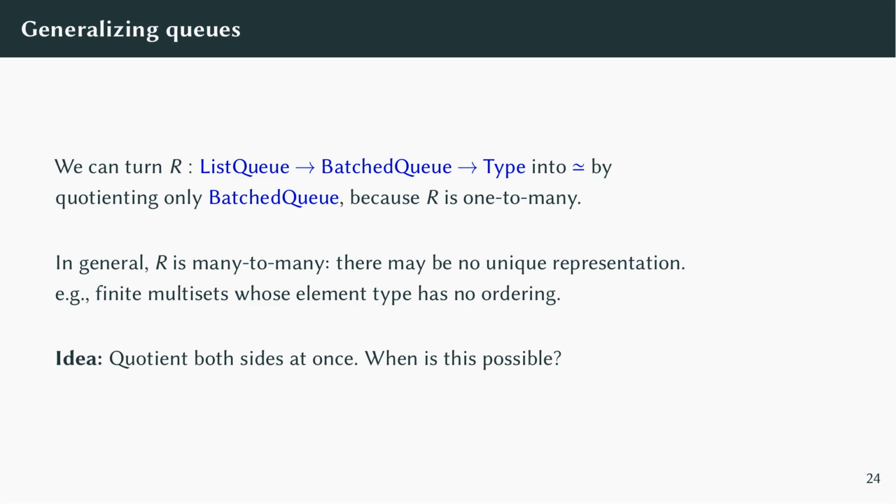Now, in the queue example, we're able to improve the correspondence to an equivalence by changing the equality on one side, the batched queues. That's because the relation is one-to-many. The list queues already have the right notion of equality. In the general case, the correspondence is many-to-many, and in fact, in some cases it has to be many-to-many because there's no implementation of the data structure that represents each state uniquely. An example of this would be finite multisets, where the type of elements has no ordering. In these cases, we have to quotient both sides to get an equivalence. But when is this possible?